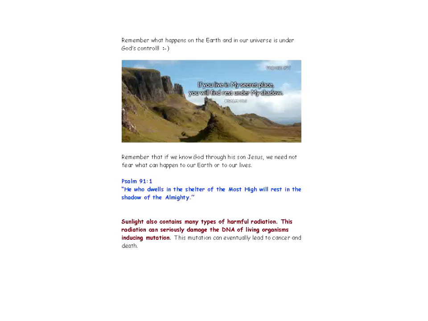I like this verse from Psalm 91:1. He who dwells in the shelter of the Most High will rest in the shadow of the Almighty. And this is a good picture that goes with that.